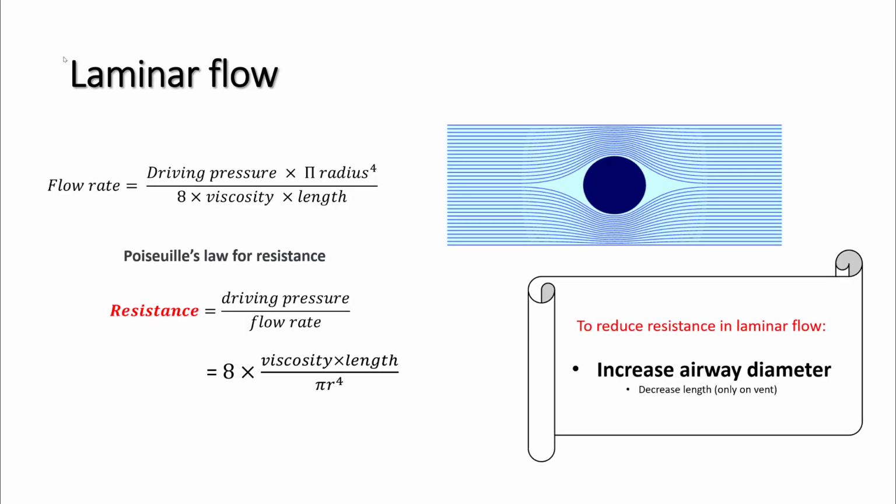In laminar flow, the resistance is inversely proportional to the fourth power of the radius. That means if your radius drops by 2 times, your resistance will increase by 16 times. Therefore, in a laminar flow, changing the diameter of the airways works a lot better. Since the resistance also depends upon the length, the way to think about it is not to add any additional circuit to the respiratory system.